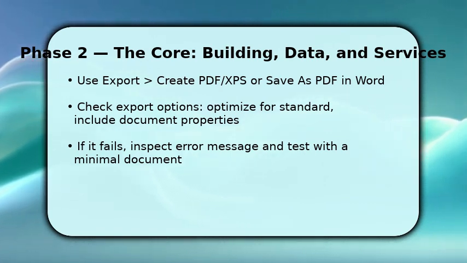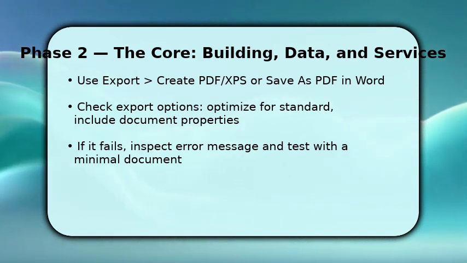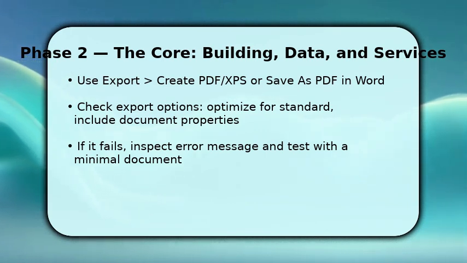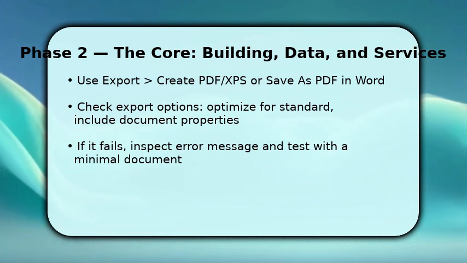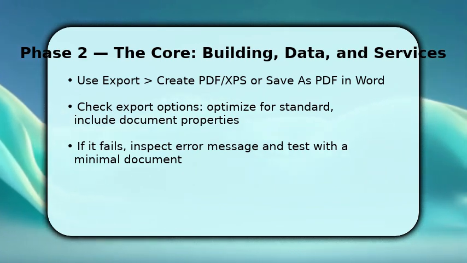If conversion fails, read the error text. It often points to a missing font or content element. Next, remove the suspect section or copy small paragraphs into a new document to isolate the problem. This isolates the cause and usually lets the converter finish.